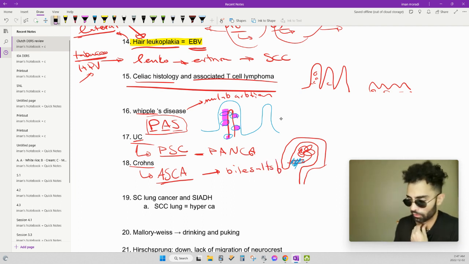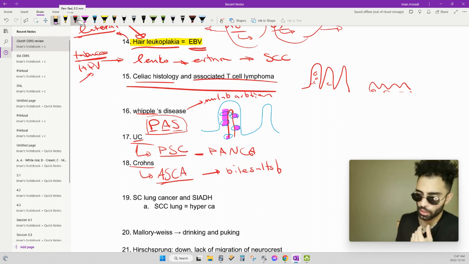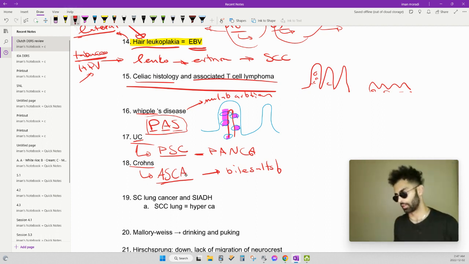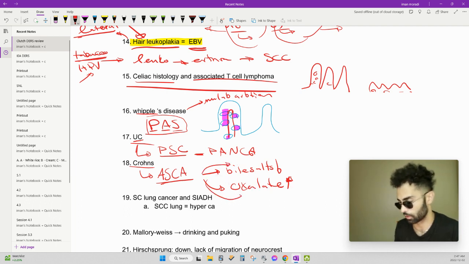What does that lead to when you have low bile salts? You can't solubilize cholesterol in your gallbladder, so you get cholesterol stones. The other thing that happens is that you absorb a lot of oxalate, so you start making oxalate stones in your kidneys. And you have malabsorption.